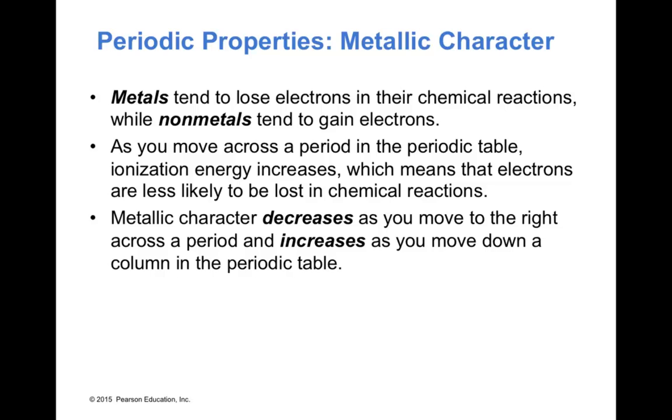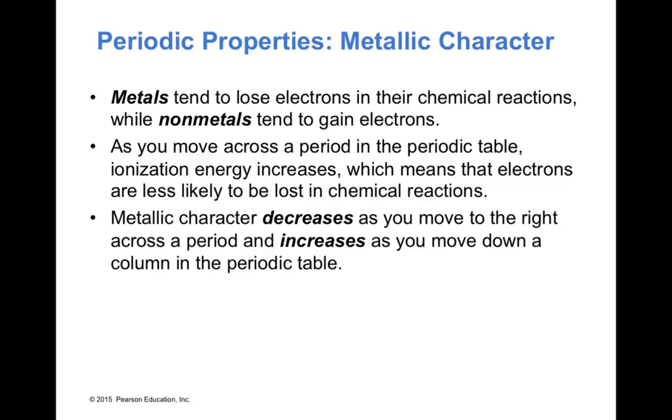The last periodic property that we will discuss in this module is the metallic character. Metals tend to lose electrons in their chemical reactions, while nonmetals tend to gain electrons. As you move across a period in the periodic table, ionization energy increases, which means that electrons are less likely to be lost in chemical reactions. Metallic character decreases as you move to the right across a period and increases as you move down a column in the periodic table.